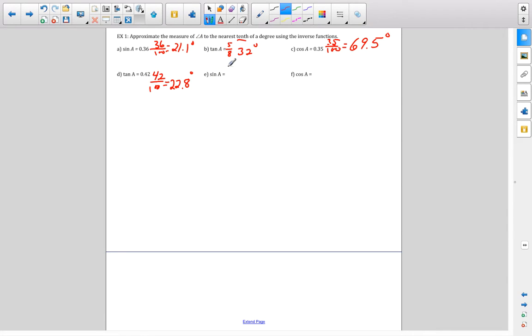And the sine of A, let's write this in, 7 over 10. So you could write 0.7 because that's 7 over 10 in decimal form. So we'll go second sine and 7/10, close the parentheses, and we get 44.4 degrees.